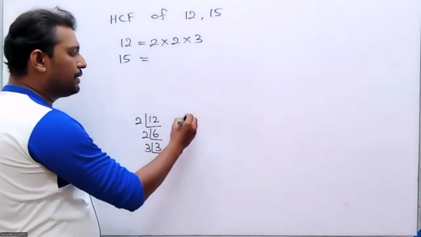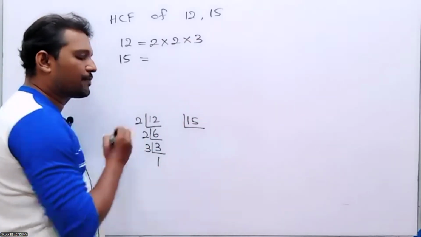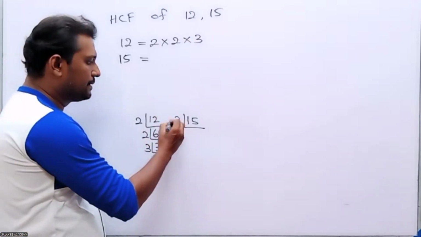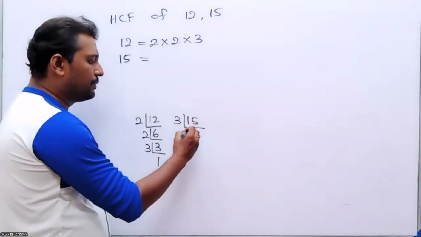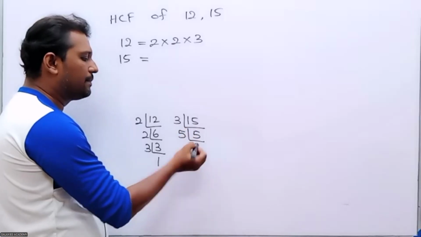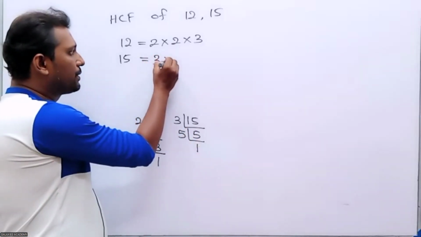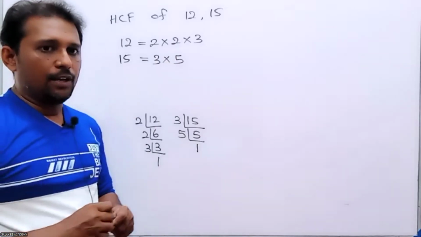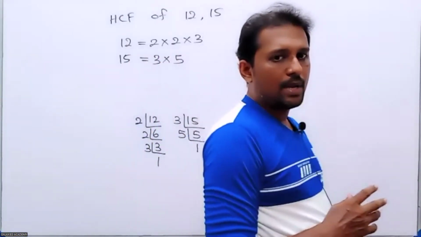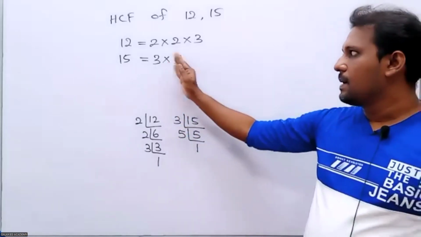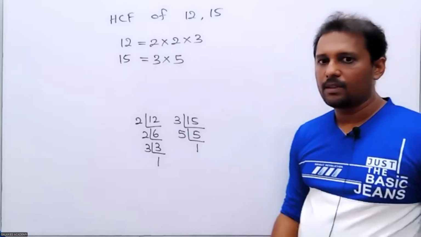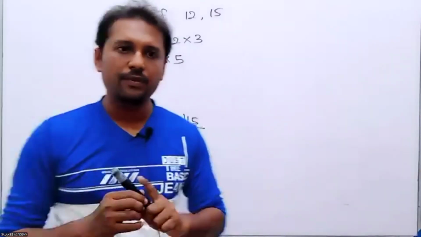Also 15 you have to write as the product of prime numbers. 15 we can divide by 3. 15 divided by 3 is 5. Then 5 you can divide by 5. So 15 you can write as 3 multiplied by 5. Right? If you want to find the HCF, first you have to write like this, the product of prime numbers of these numbers. Then we have to find the HCF.